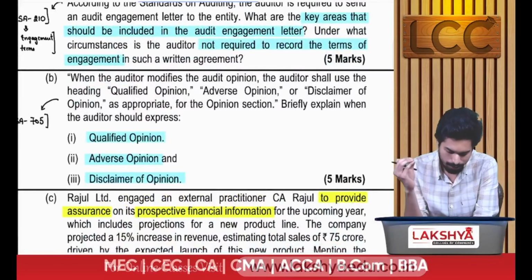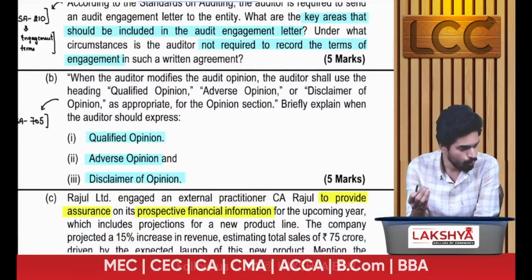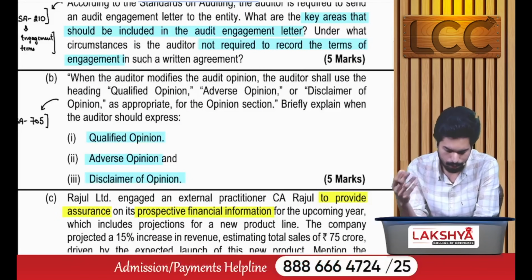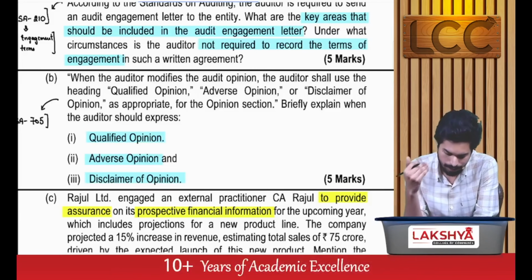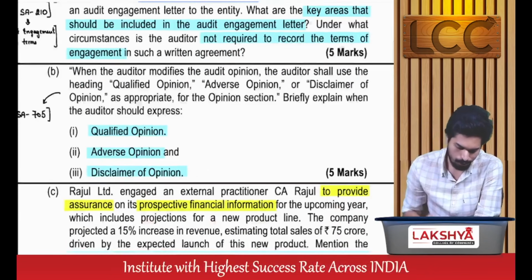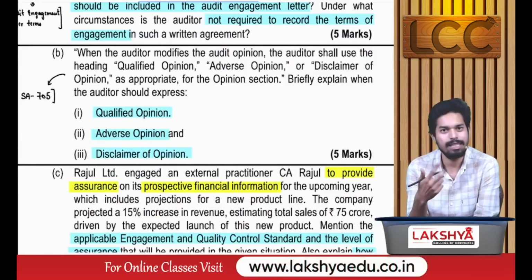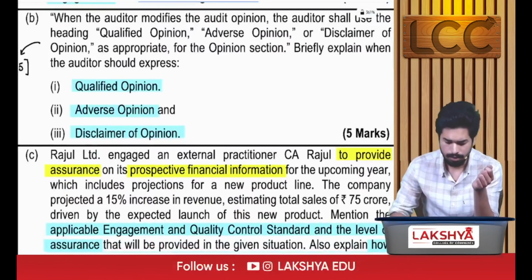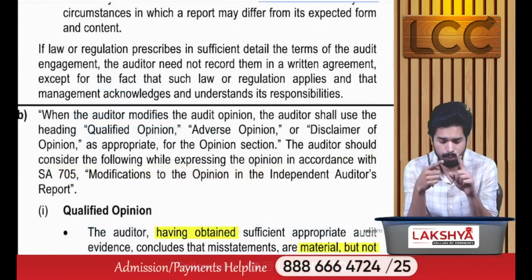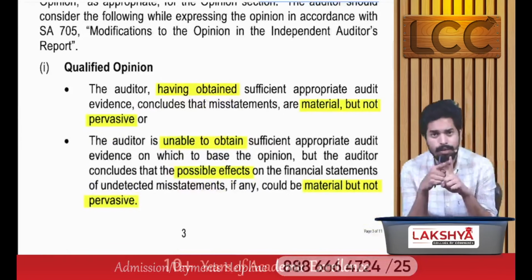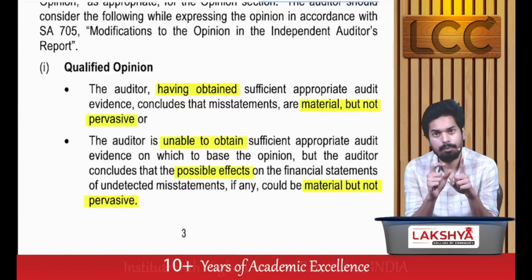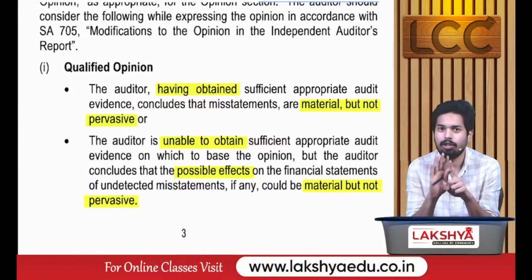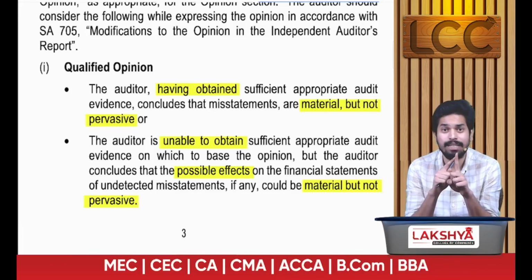When the auditor modifies the audit opinion, the auditor shall use the heading qualified opinion, adverse opinion, or disclaimer of opinion as appropriate for the opinion section. Briefly explain when the auditor expresses qualified opinion, adverse opinion, disclaimer of opinion. First of all, the auditor expresses qualified opinion in two situations. One, if the auditor, having obtained sufficient and appropriate audit evidence, concludes that the misstatements are material but not pervasive. That is the first situation where he'll issue qualified opinion.